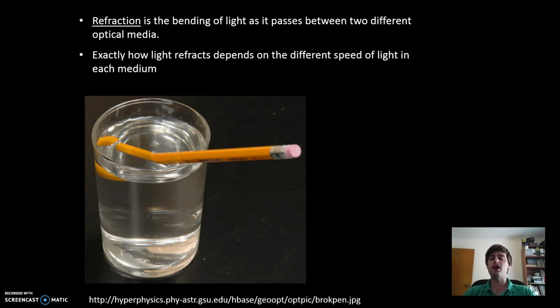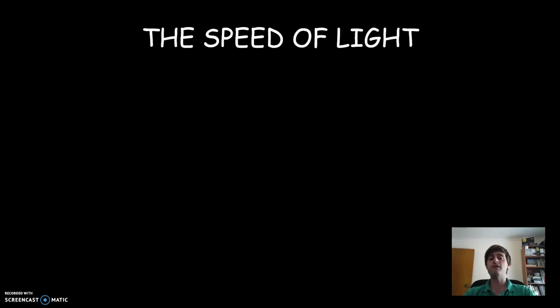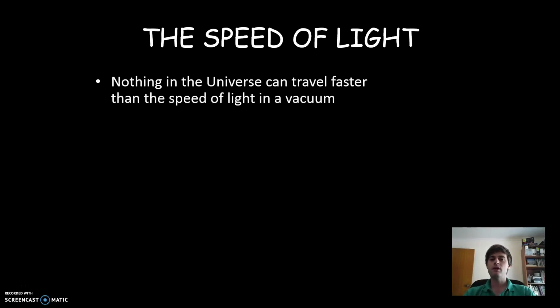Now, this whole bending of light thing, at the core of it, it really depends on how the speed of light is different in different materials. So we'll start off by having a little refresher about the speed of light and its value. Okay, so hopefully you remember that nothing in the universe can travel faster than the speed of light in a vacuum. So what's a vacuum? It's just basically outer space. So the speed of light in a vacuum is like the universal speed limit. You can't go any faster than that.